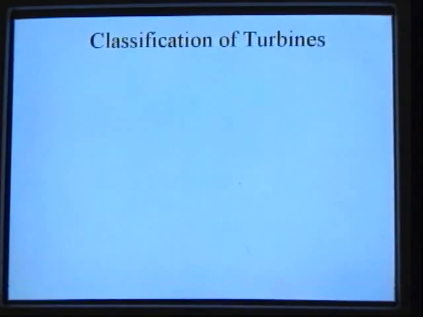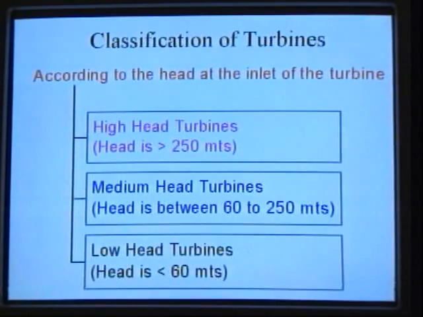The third method of classification of turbines is according to the head at the inlet to the turbine. If the head is more than 250 meters, then we call those turbines high head turbines. If the head is between 60 meters to 250 meters, then we call them medium head turbines. And if the head is less than 60 meters, then we call them low head turbines. The example for high head turbines can be Pelton wheel, for medium head turbines Francis turbine, and for low head turbines it is Kaplan turbine.